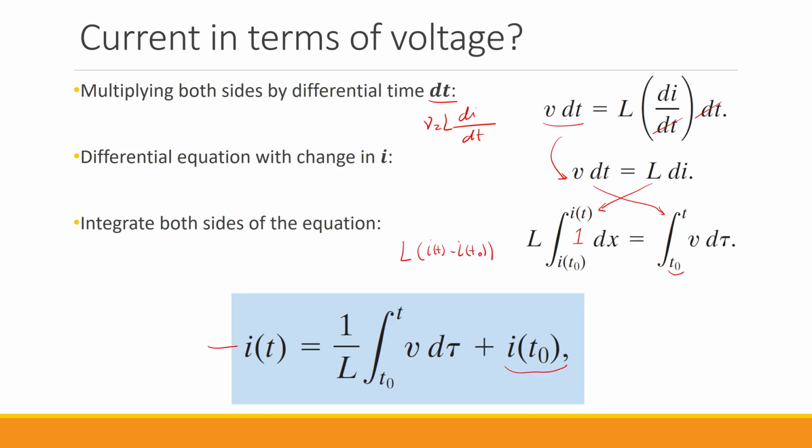So if we don't have any initial current, this value becomes 0. But there are cases that we have initial currents. So you need to keep in mind that this part of the equation should always be there.